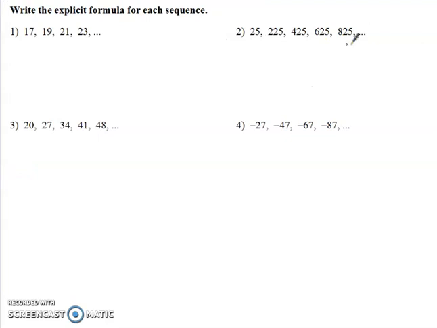So go ahead, take a moment, pause the video, and write the explicit formula for each sequence, meaning a sub n equals, and then something in terms of n on that right-hand side. So pause the video and do that now.